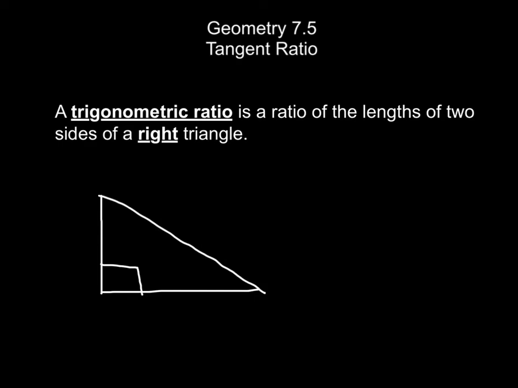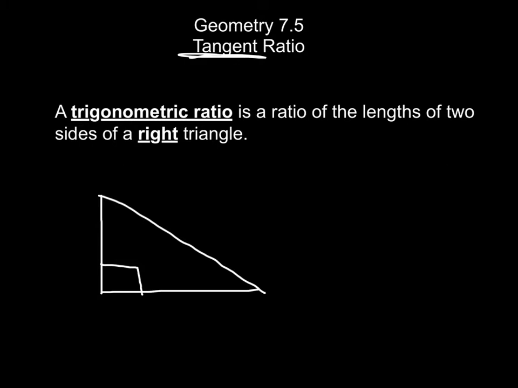Today in geometry, we're looking at Chapter 7, Section 5, and we're going to talk about the tangent ratio. The big picture is all of the trigonometric ratios, and we're going to call those trig ratios. It's a ratio of the length of two sides of any right triangle. There are three of these that we're going to look at in the next couple of days, but today, specifically, we're going to look at the tangent ratio.